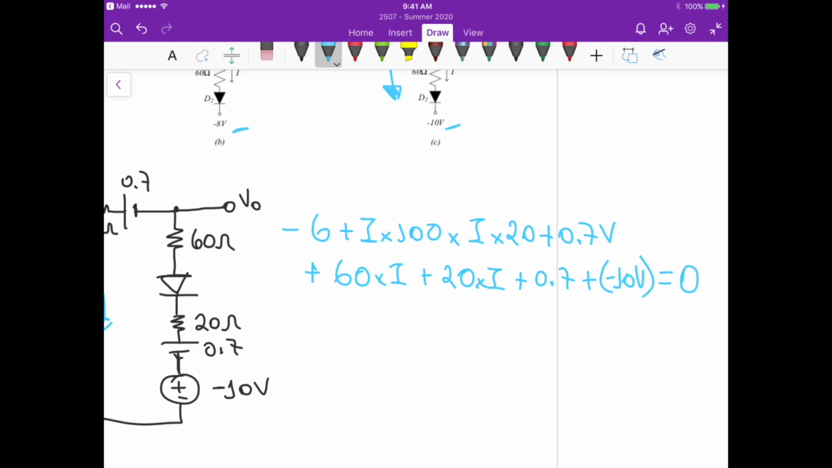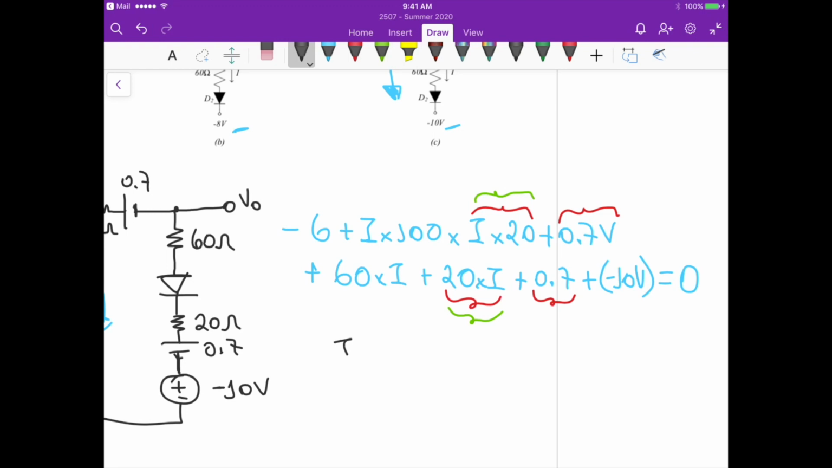Now, if we had the ideal model, we wouldn't have these terms here. We would remove them from this equation: we wouldn't have 0.7 and the 20 times I. And if it was just the battery model, then we would just remove the resistor terms here. But for the battery plus resistance model, we have both.